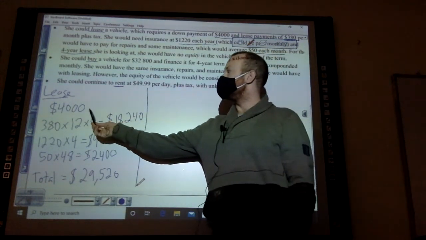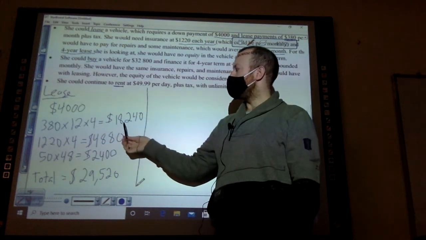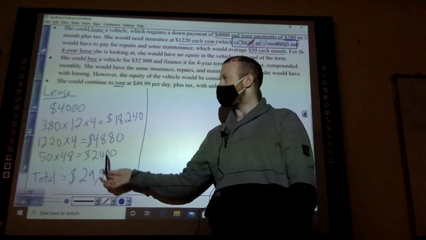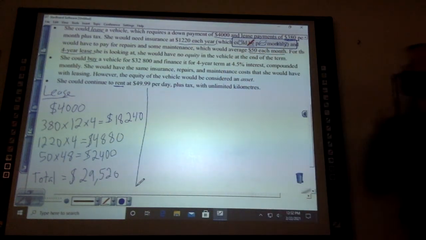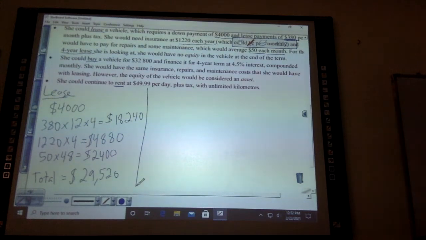Yeah, so I just added all these up. So I took 4,000 plus 18,000 this, plus this, plus this. Okay, yeah, so it comes from that. So this would be how much it would be in order to lease it.